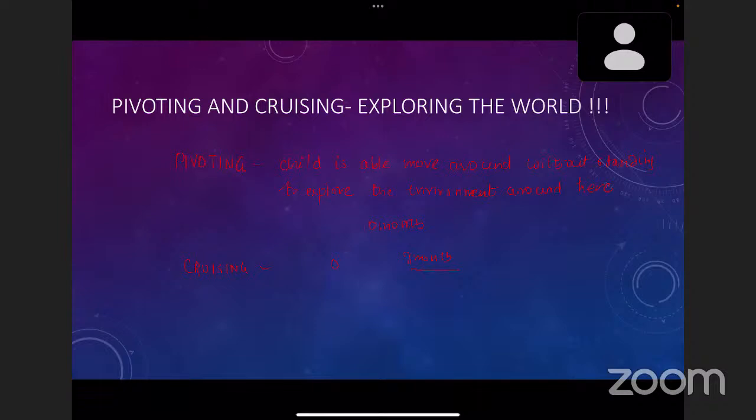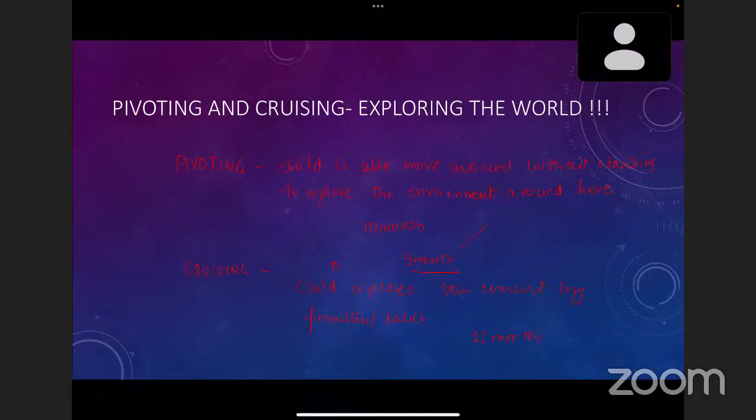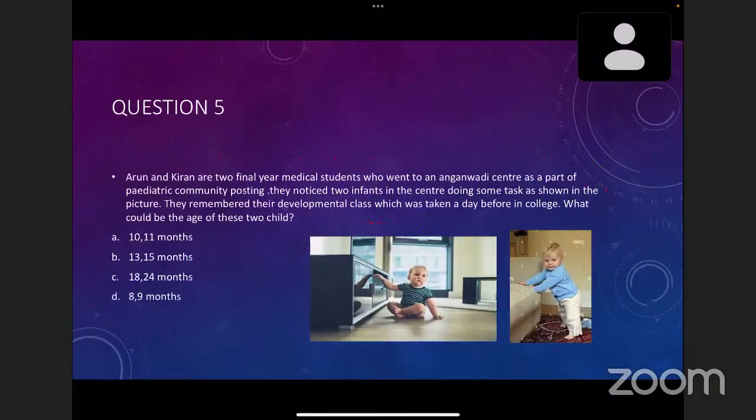This process where the child explores the environment with the help of furniture, or a table, moving around the furniture to take a particular toy or thing, is known as cruising. Standing with support is acquired by 9 months, and cruising is acquired by 11 months. So the answer for this question is A: 10 months for pivoting, and for cruising the answer is 11 months.